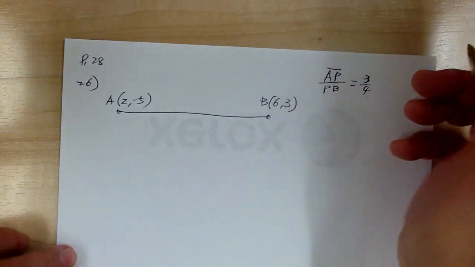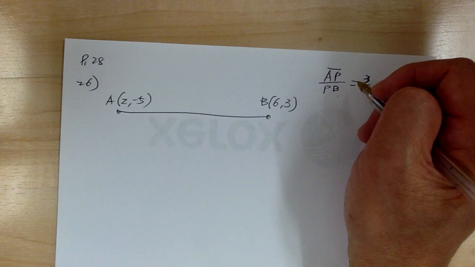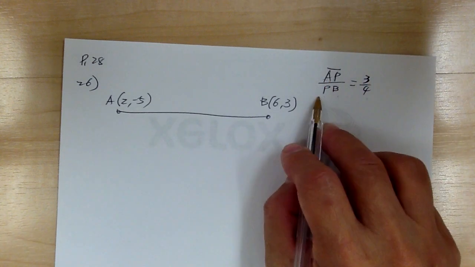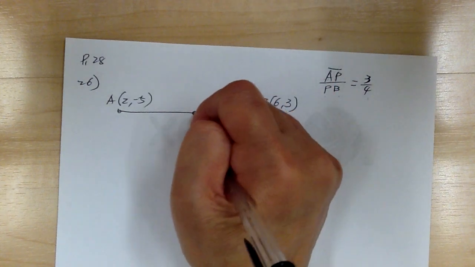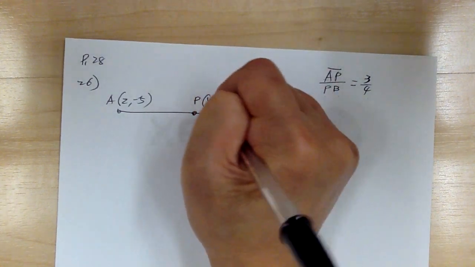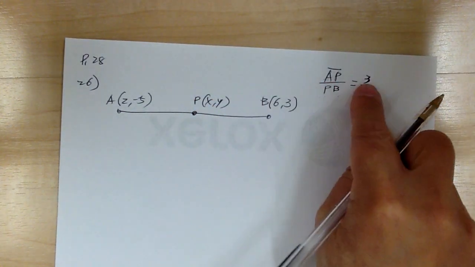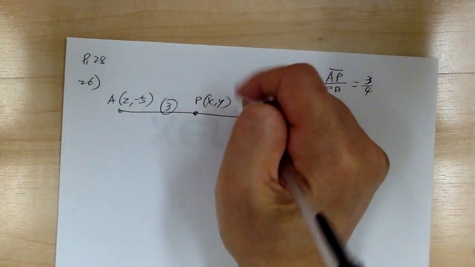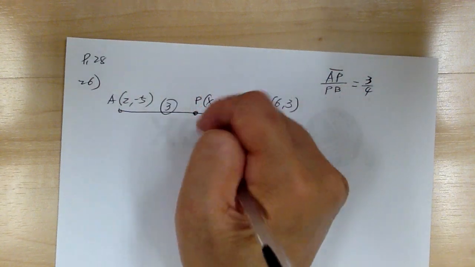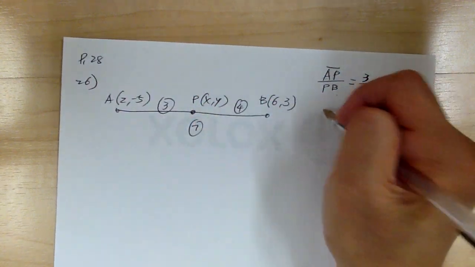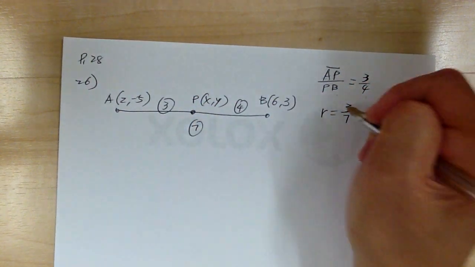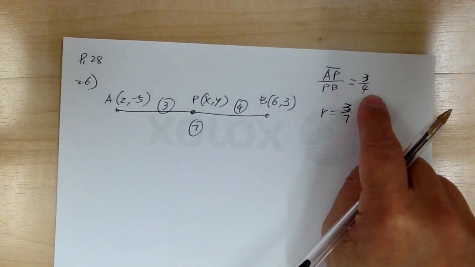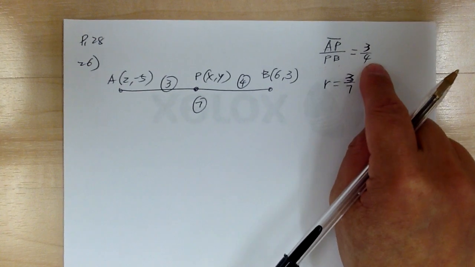Over here, it tells you that from A to P is 3, from P to B is 4. So here's your P. So A to P is 3, P to B is 4, so this whole thing is equal to 7. So in this case, your R is 3 over 7. Again, this is not R, so you have to be very careful with this.